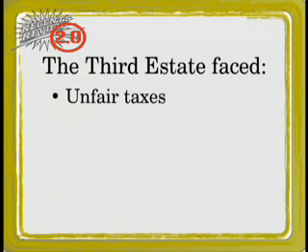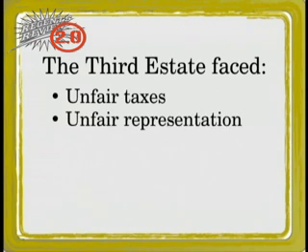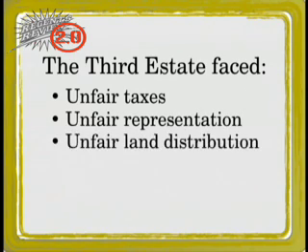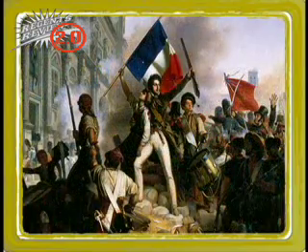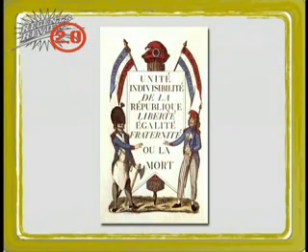The third estate faced unfair taxes, unfair representation, and unfair land distribution, in addition to war and hunger. Inspired by the ideas of the Enlightenment, the third estate rebelled. Though it went through many stages, the French Revolution introduced ideas of liberty, equality, and fraternity to France, and paved the way for a republic based on democratic ideals.